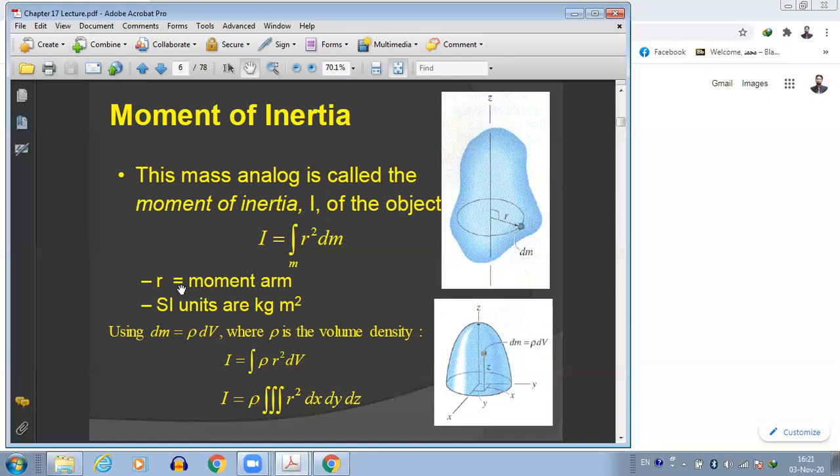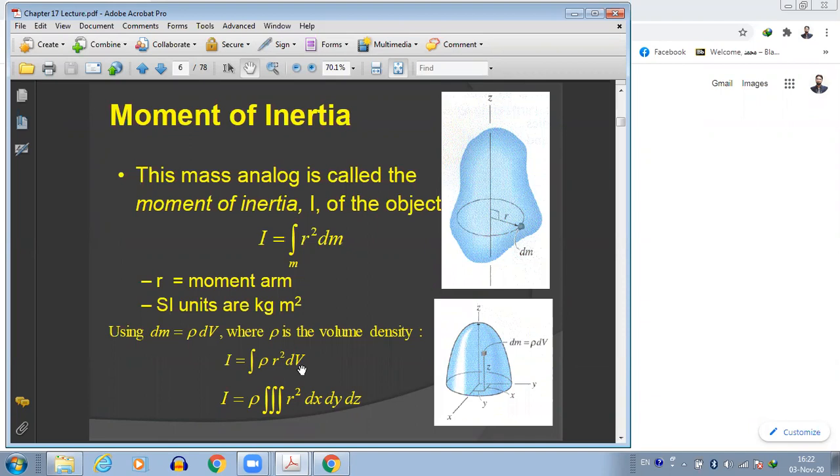So r is the moment arm. This is the integral format for the moment of inertia. See, dm is basically the differential mass. We can write it in terms of the volume, so it will be density times dv. Density, if it is constant, and most of the time for solid bodies it is constant, we can take out, and then we have the integral of r squared dv.